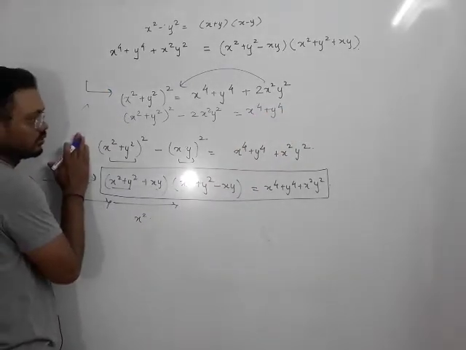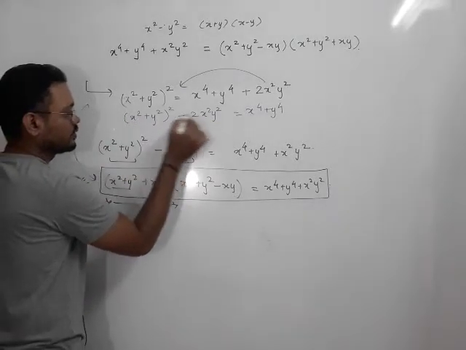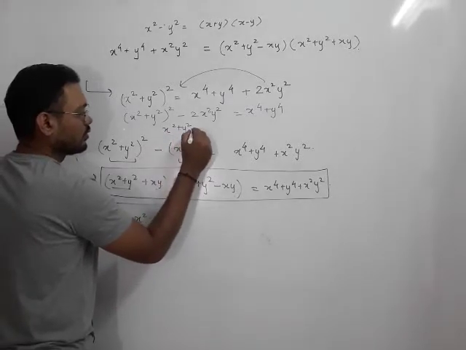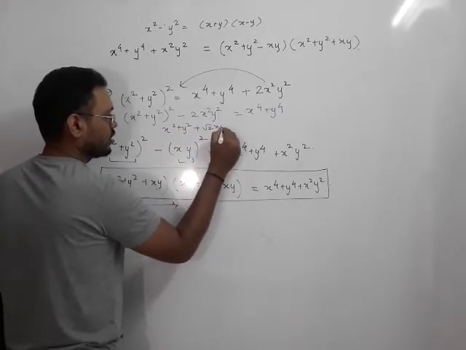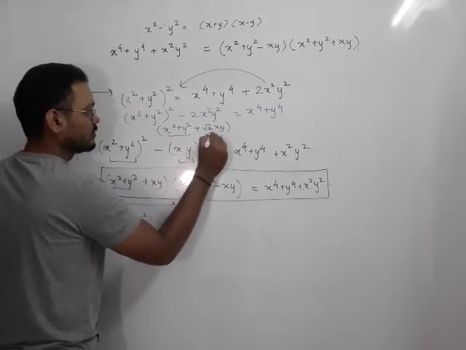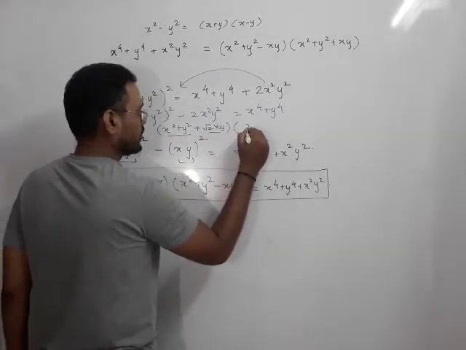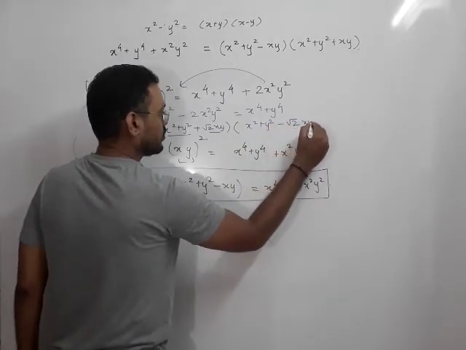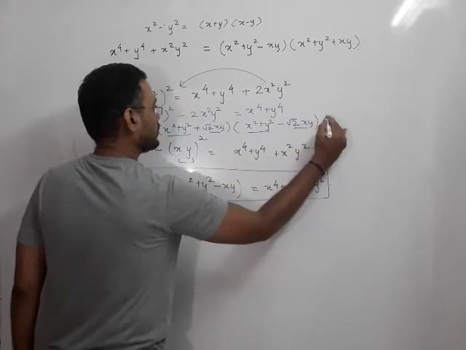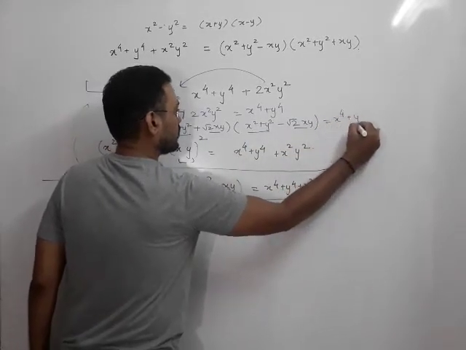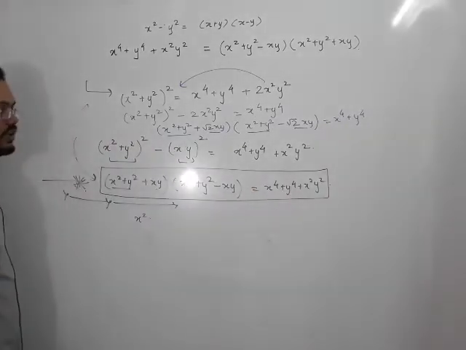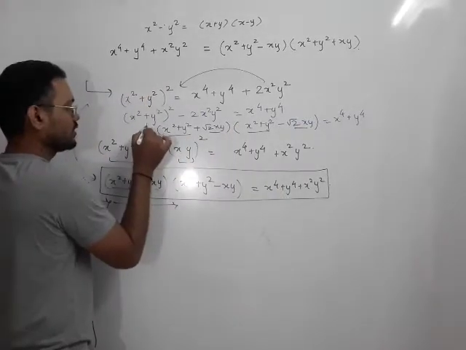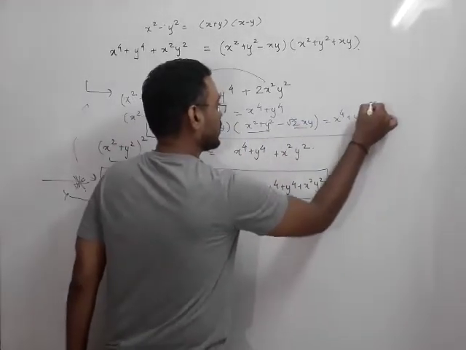In short, this can be written as a square minus b square, which is a plus b, a minus b, where a is x square plus y square, and b is root 2xy. So whenever you see x raised to 4 plus y raised to 4, that can be written as these factors. This is another thing that you have to learn by heart.